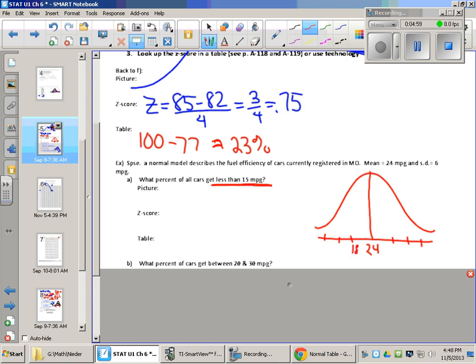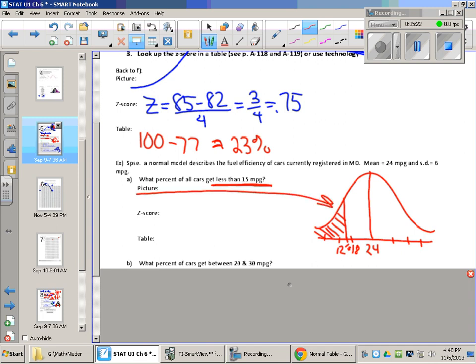So 24 minus 6, that's 18. 18 minus 6 is 12. That's really all I need to know, because now I can see my 15 is somewhere in between the 12 and 18. So that's the gas mileage I'm looking at, and I'm looking at what percent get less than that. So this is the area, or the percentage, I'm trying to find. So there's the picture. It shows what we're finding visually.